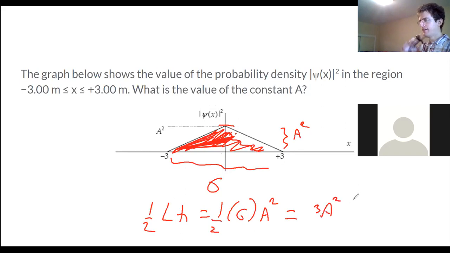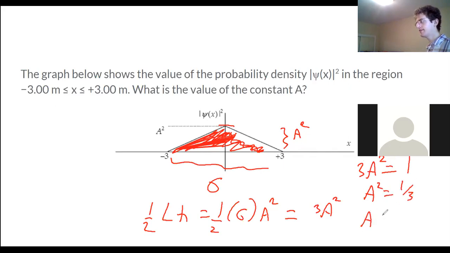3a squared. But we also know that the area, because this is a probability density, the total area has to be equal to 1. So we solve for a, and we get a squared equals 1/3, and then we take the square root of that. We get 1 over square root of 3.